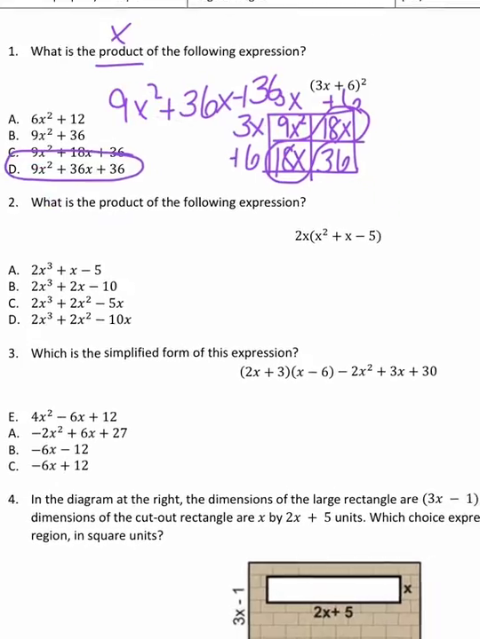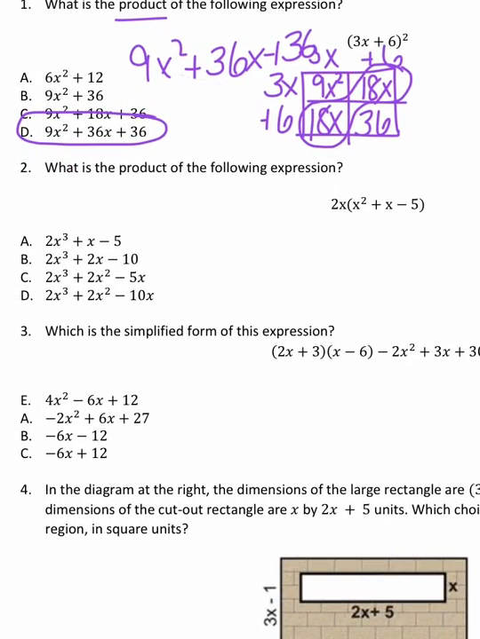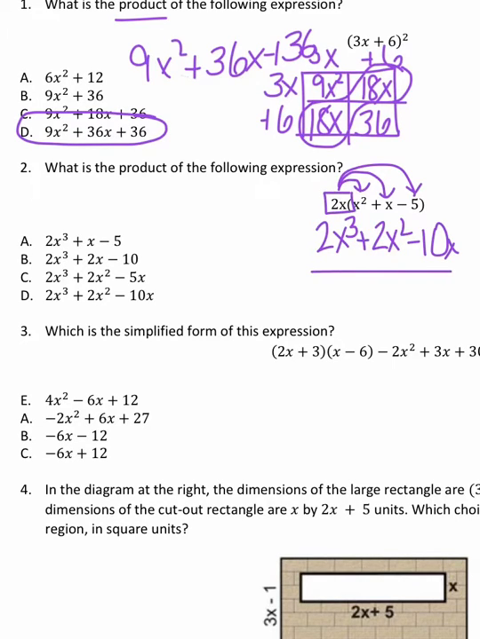On number 2, it's just the distributive property. So I'm going to do 2x times x squared, which gives us 2x cubed. Then I do 2x times x, which gives me 2x squared. Then I do 2x times negative 5, which is negative 10x. So this 2x was just a common multiple that got pulled out, and this is what the original equation would have looked like. So then I'm going to match, I notice it's the last one, D.